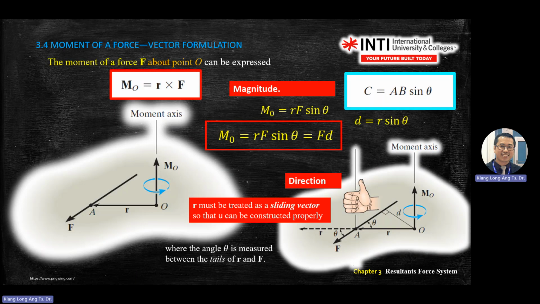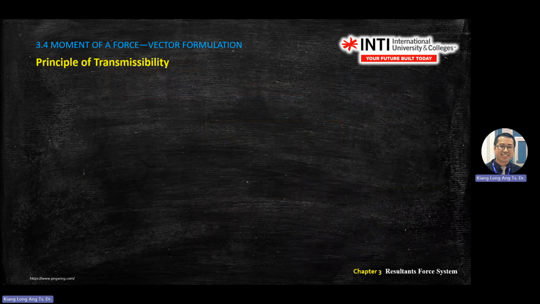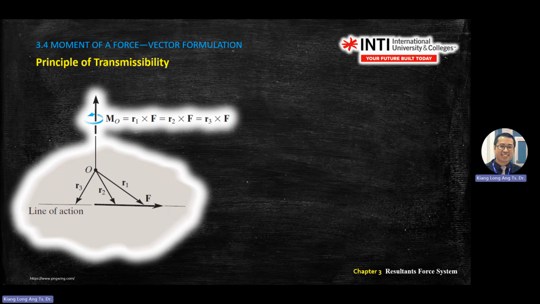Before we go into the real tutorial questions, there are some rules that we need to teach you, which is the principle of transmissibility, meaning you can transfer the force somewhere else. Force is a vector. A vector has magnitude and direction. The direction of the force always follows a line of action. This is the line of action. So this is the reference point O.